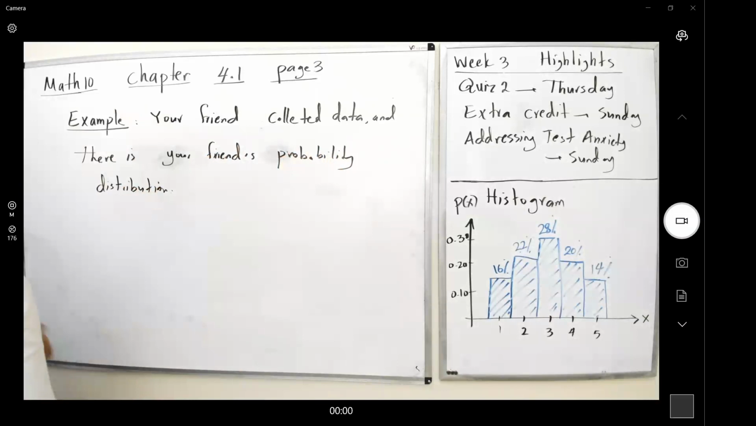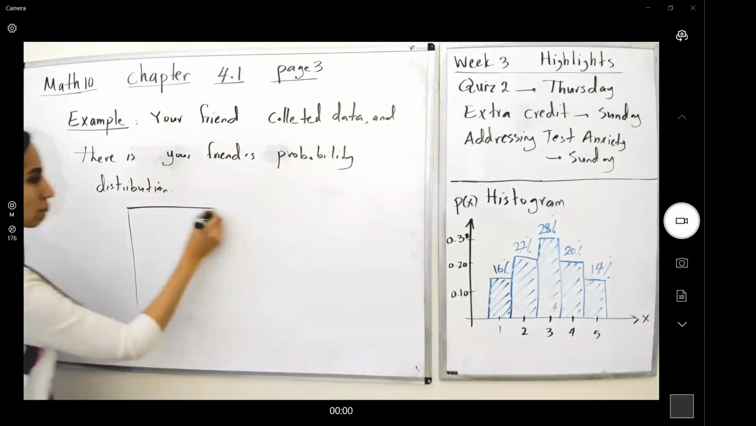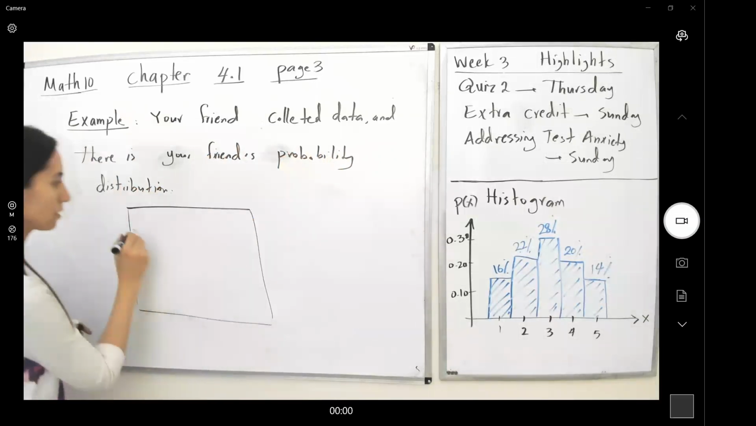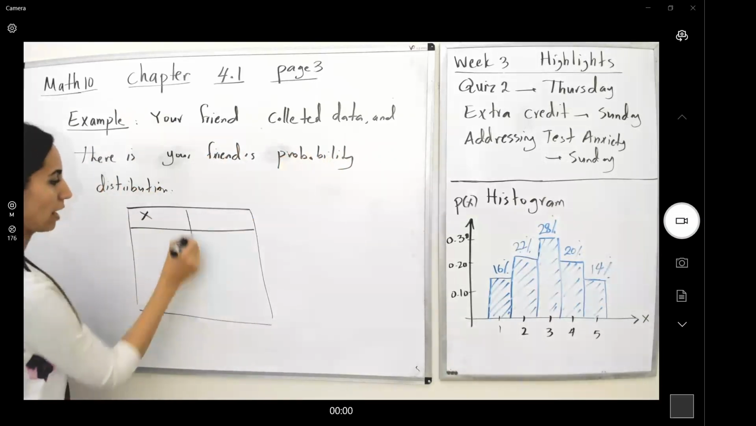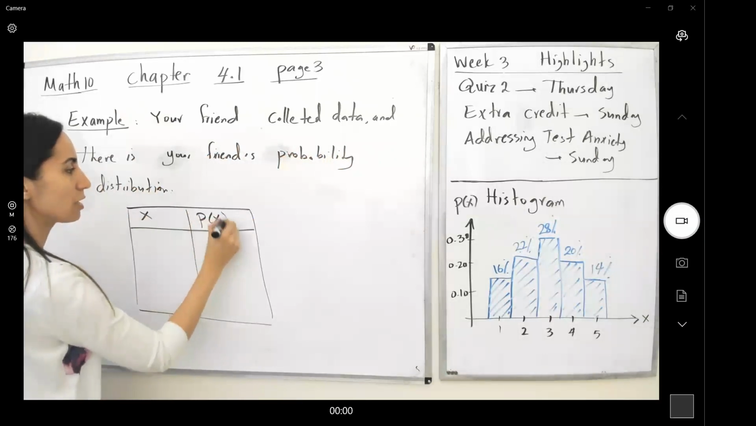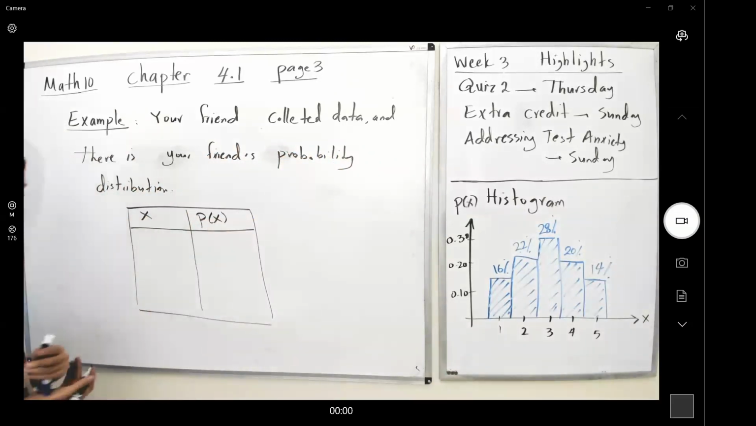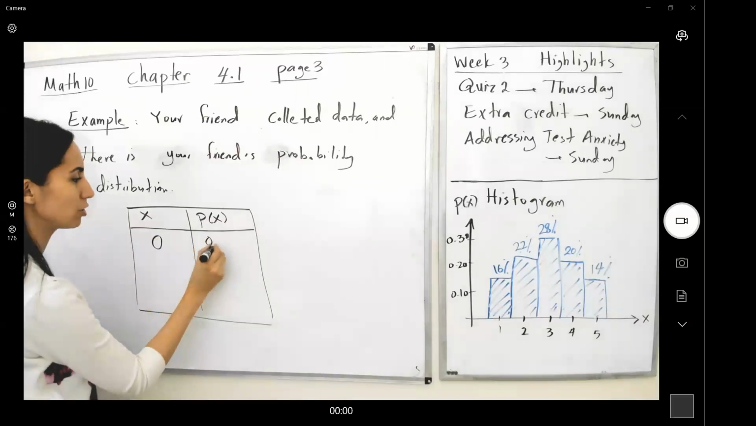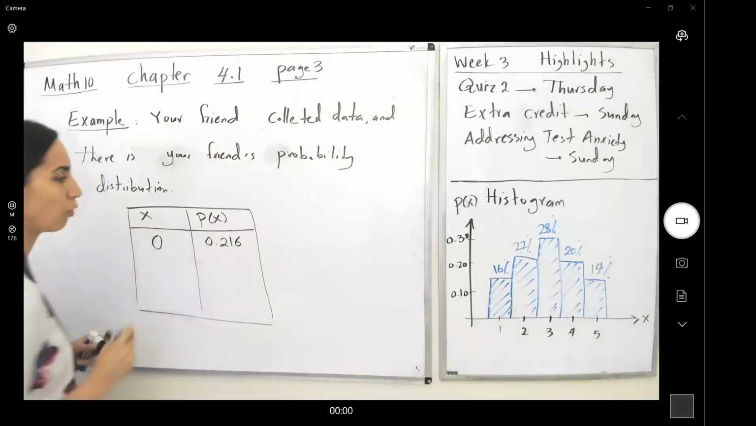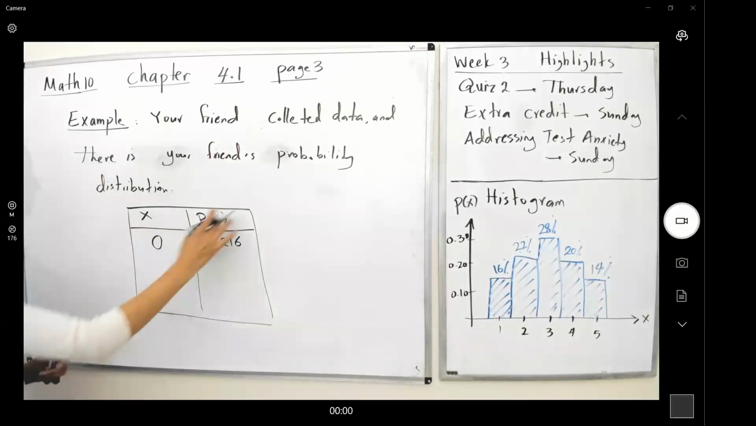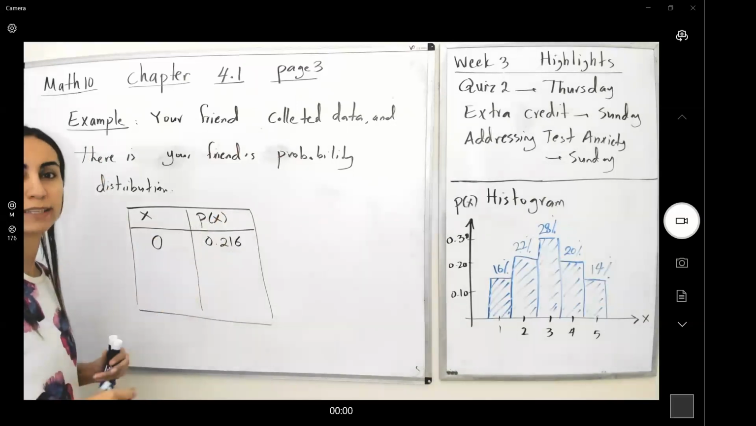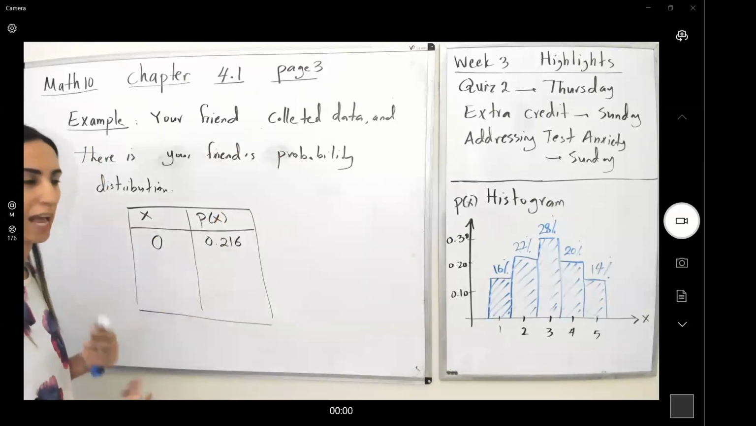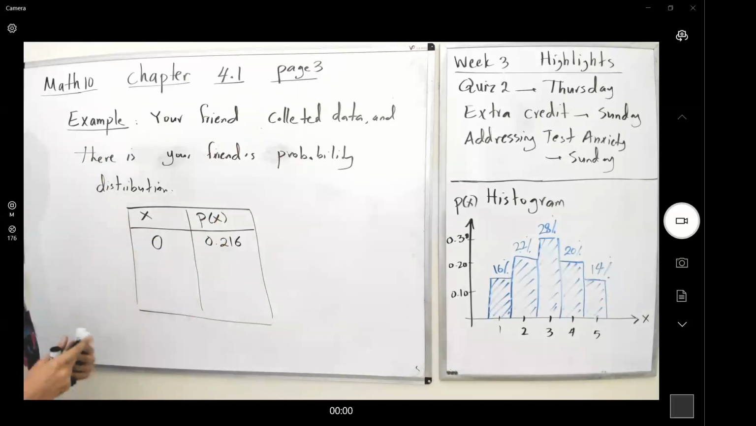This is the table that your friend gave you. These are the x values, and these are the probabilities that your friend actually calculated. So here on the left-hand side, x is 0. The probability that she or he found is 0.260. This is the probability. Almost 27% chance that x is equal to 0.